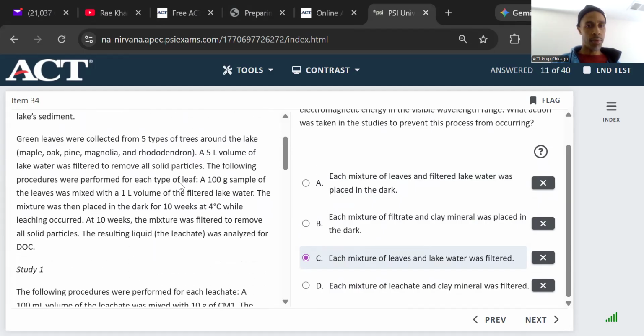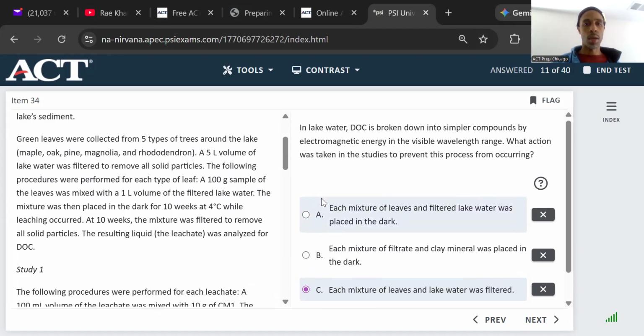The following procedure was performed for each type of leaf. A 100-gram sample of leaves was mixed with 1 liter volume of filtered lake water. The mixture was then placed in the dark while leaching occurred. At 10 weeks, the mixture was filtered to remove all solid particles. Yeah, see, the resulting liquid was analyzed for DOC.